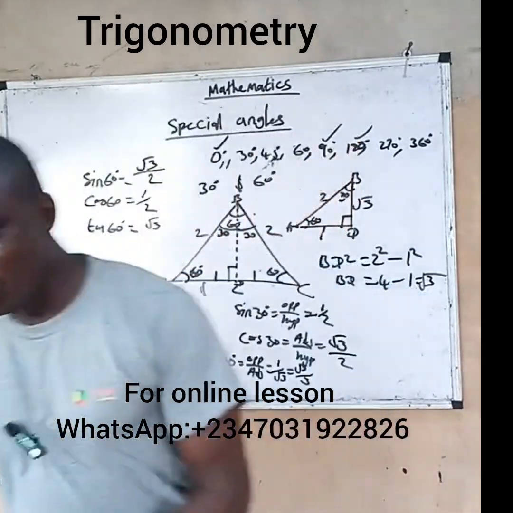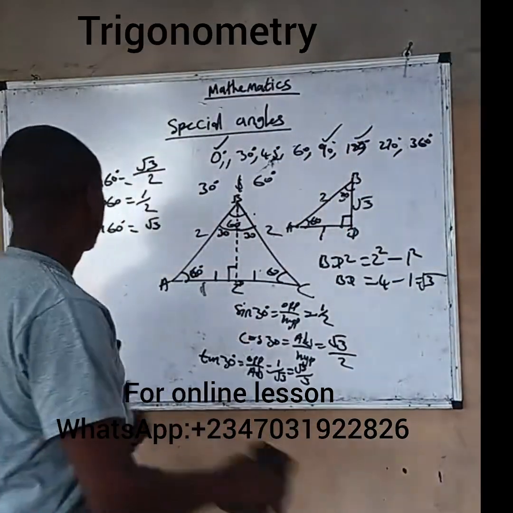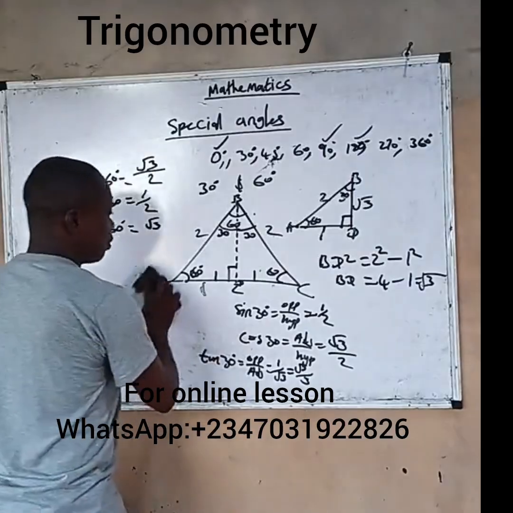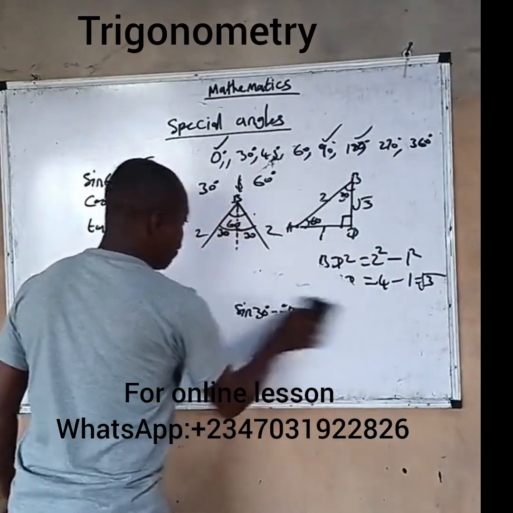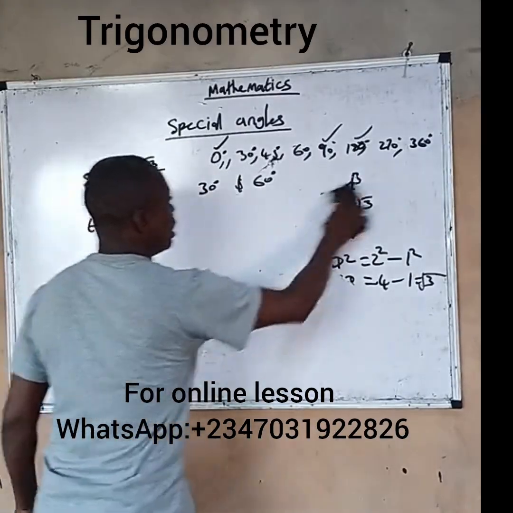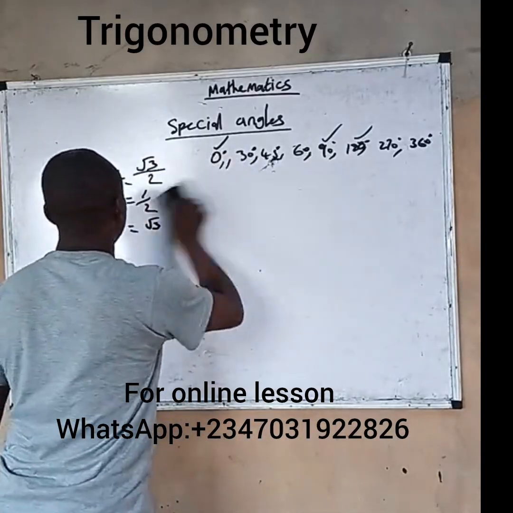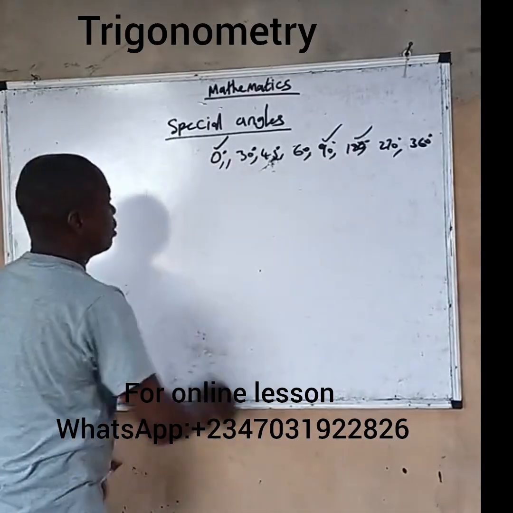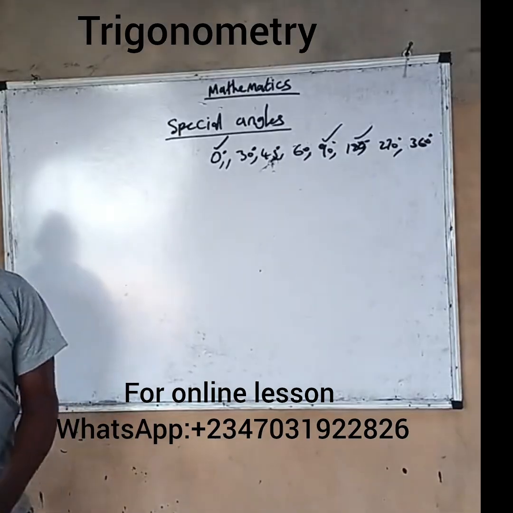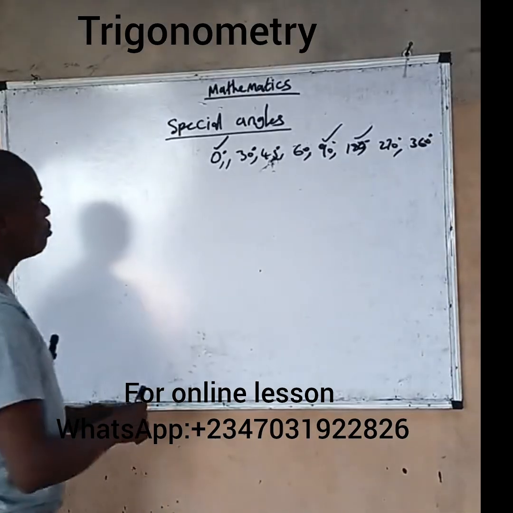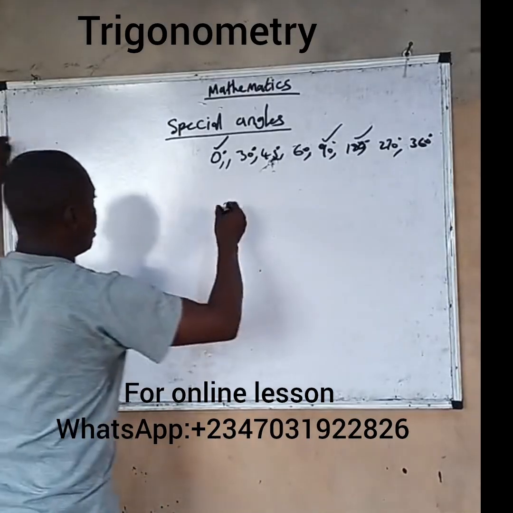Is that clear? So let us now look at the last, which is 45. For 45, we use an isosceles right angle triangle.